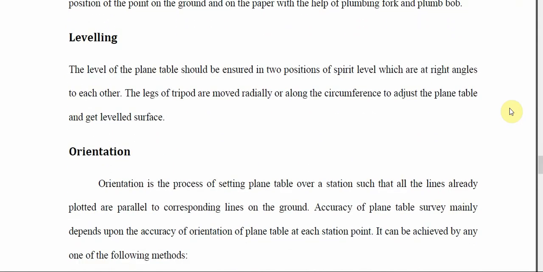Leveling: the table must be level before any plotting is to be done. That is, the table must be horizontal. It shouldn't be inclined or slanted. It should be perfectly horizontal, and this is done with the help of spirit level.